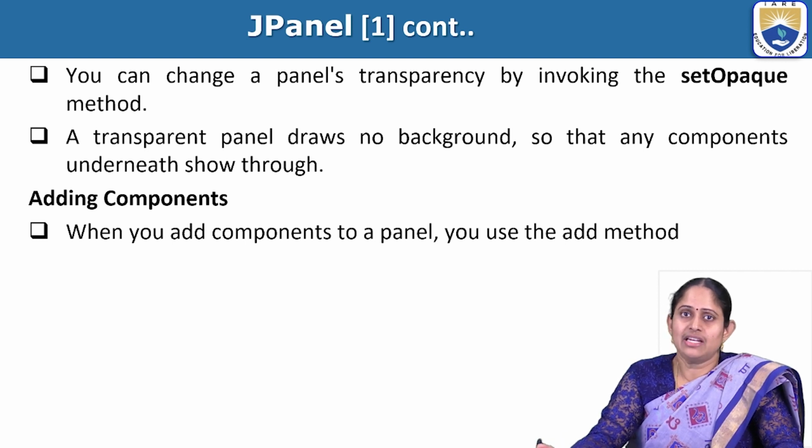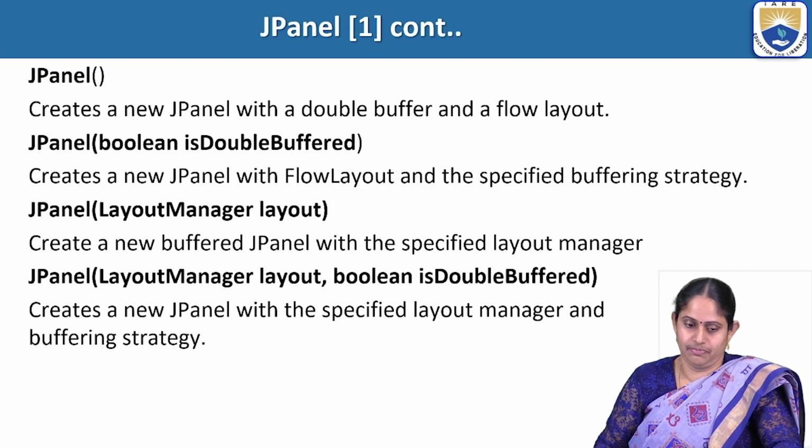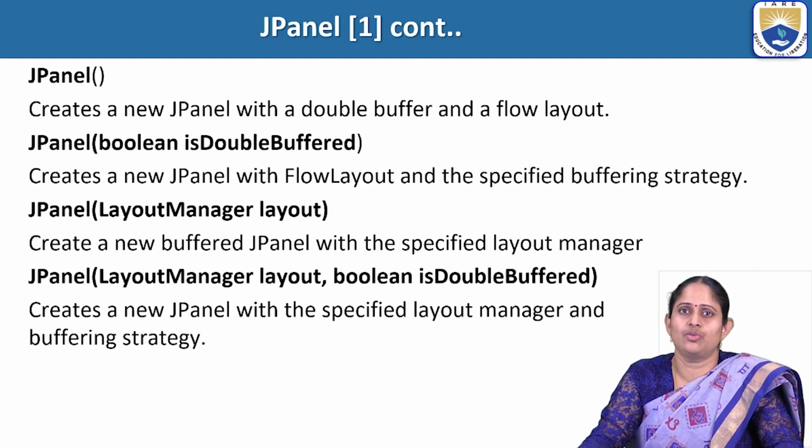And if we want to add components onto the panel, we make use of the add method. And these are the constructors which are used to create panels. The JPanel with empty constructor creates a new JPanel with a double buffer and a flow layout. JPanel with boolean isDoubleBuffered creates a panel with flow layout and the specified buffering strategy.